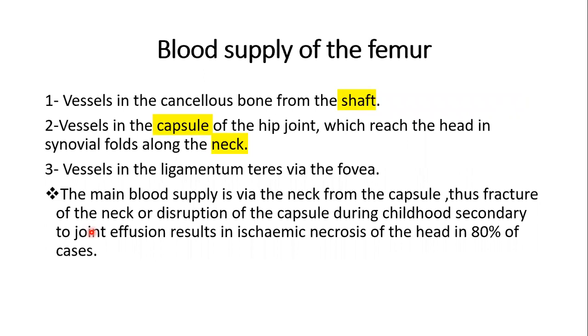Blood supply of the femur. Vessels in the cancellous bone from the shaft, vessels in the capsule of the hip joint, which reach the head in the synovial folds along the neck, vessels in the ligamentum teres via the fovea. Main blood supply is via the neck from the capsule, thus fracture of the neck or disruption of the capsule during childhood, secondary to joint effusion, result in ischemic necrosis of the head in 80% of cases. So main blood supply to the femur is from the neck.